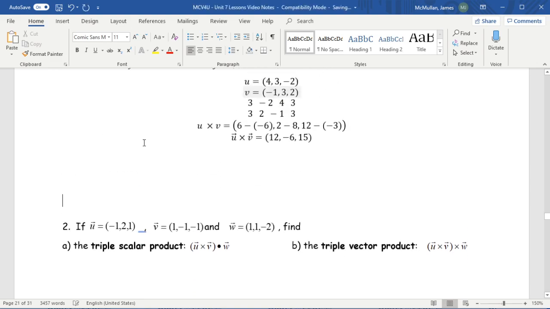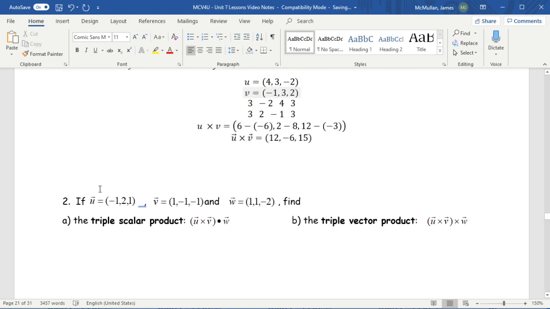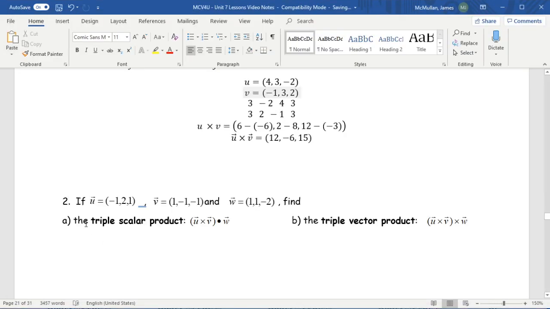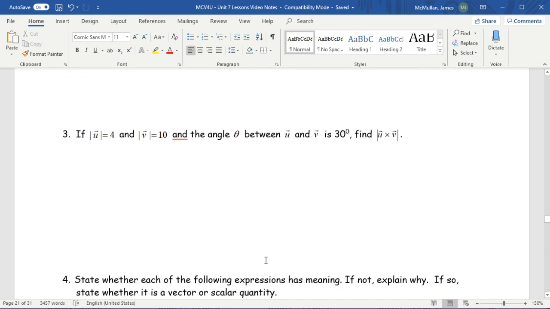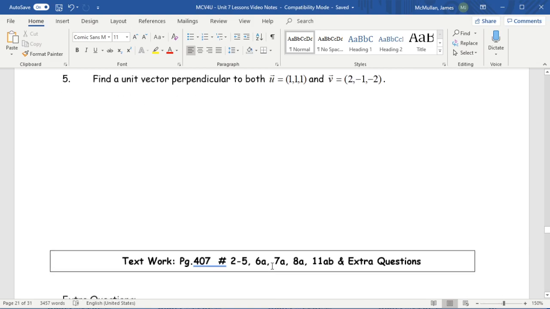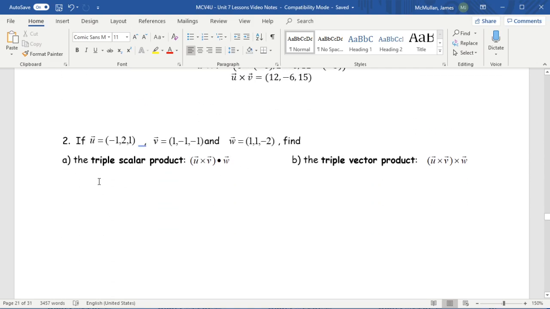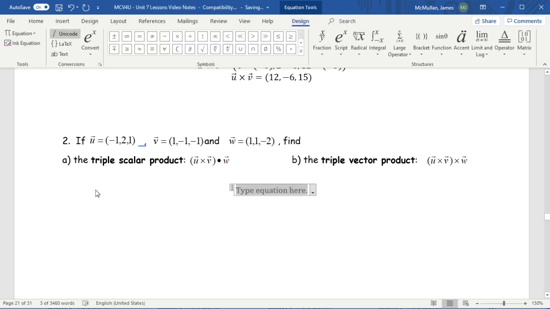Okay, now, this one's a long one. If u is this, and v is this, and w is this, find the triple scalar product, u cross v dot w, and the triple vector product, u cross v, and then cross with w. All right. Just looking ahead to see what we've got left here, I think I'm going to do A, but I'm not going to do B. I'll show you how you would do B, but for time, I don't know how many cross products you want to watch me do here, but I think it's enough.